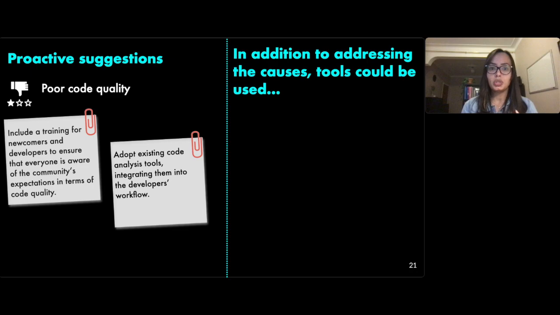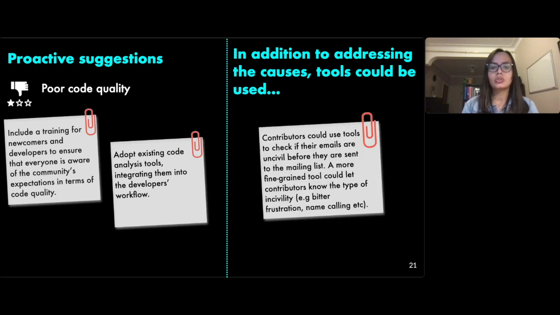So, in addition to addressing the causes, tools could be used by open source contributors to check if their emails are uncivil before they are sent to the mailing list. And a more fine-grained tool could also let contributors know what type of incivility is present in their text by mentioning the discussion features that we have identified here in our study.